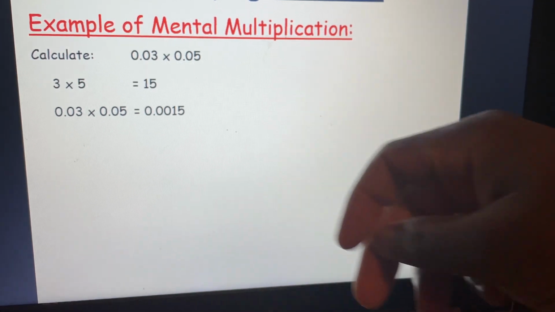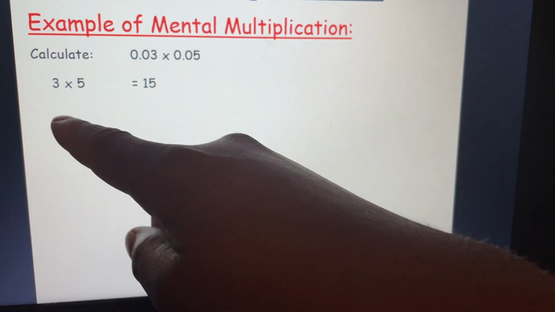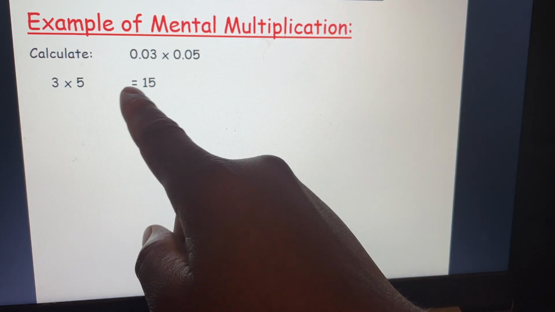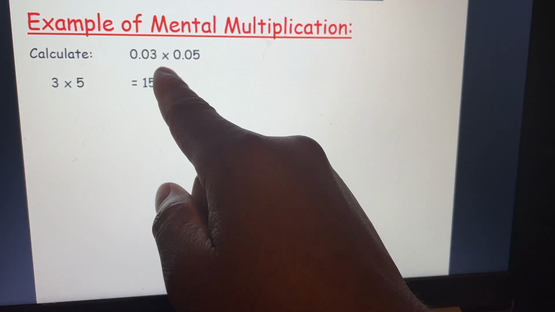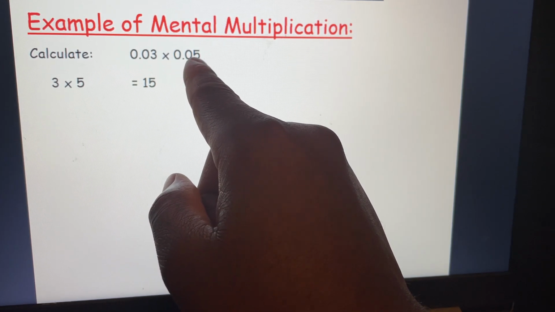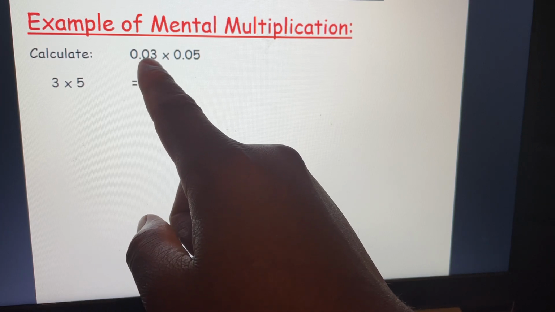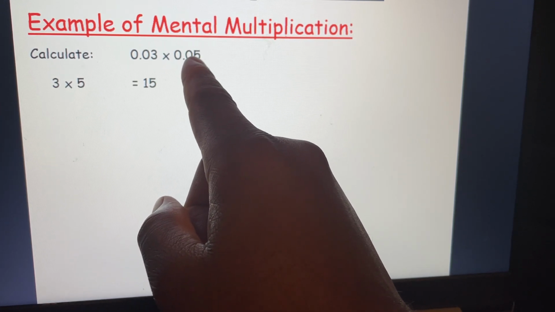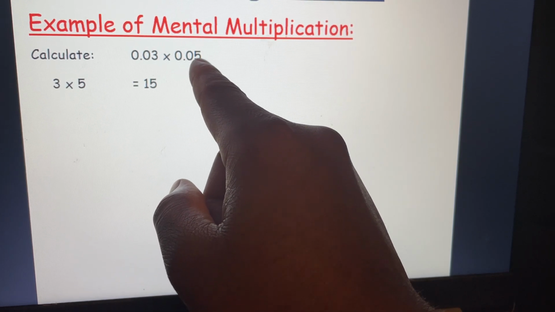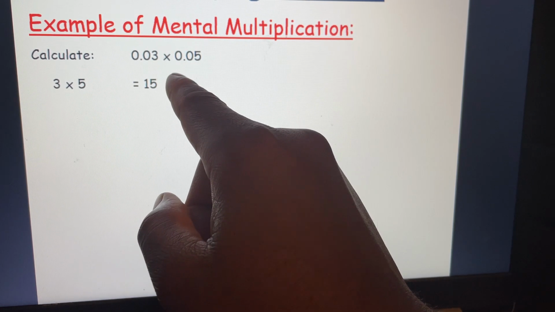So if you multiply the two whole numbers, you get 15. To get the final answer, look at how many numbers are behind the decimal point in the numbers you used to multiply initially. In this one we have 1, 2, and this one has 1, 2. So 2 plus 2 will give you 4.